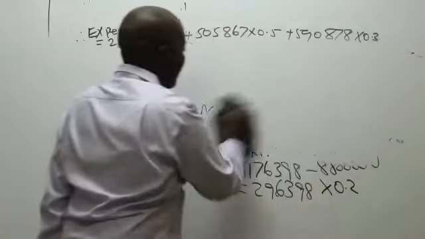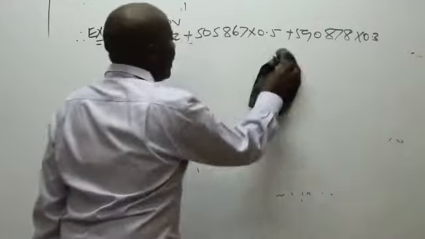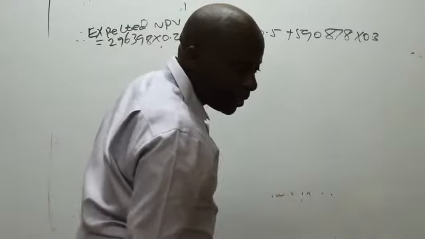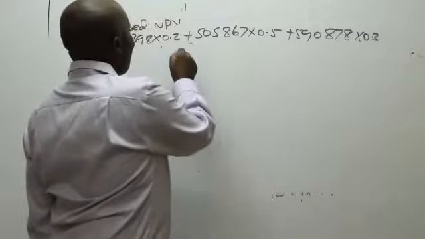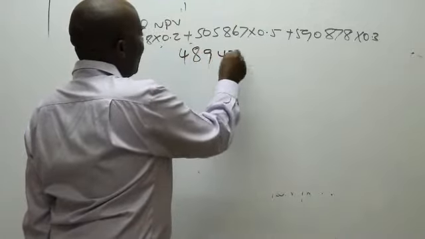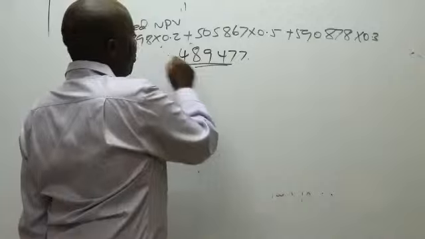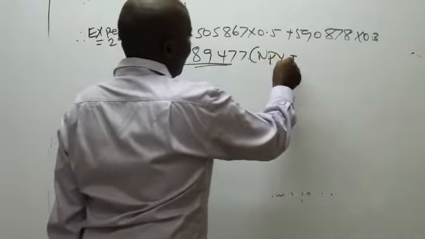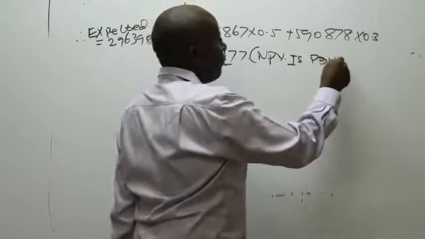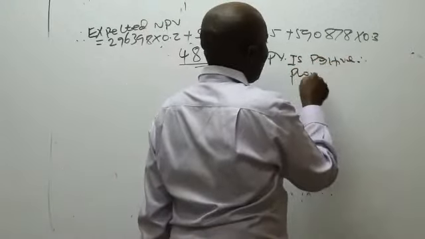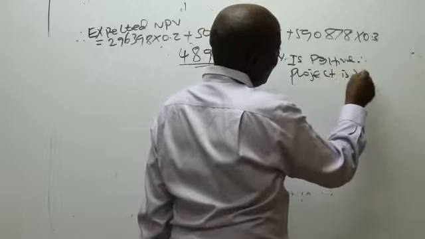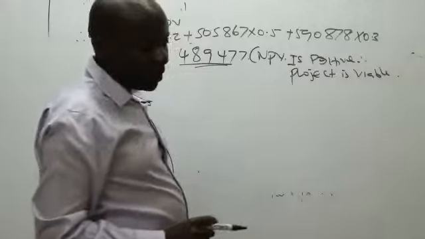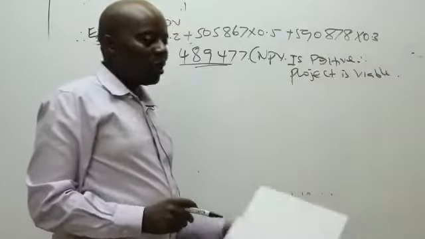So the expected NPV in this question is 489,477. And because it's positive, it means at the end of the day that this project NPV is positive, and therefore the project is viable. Thank you so much.